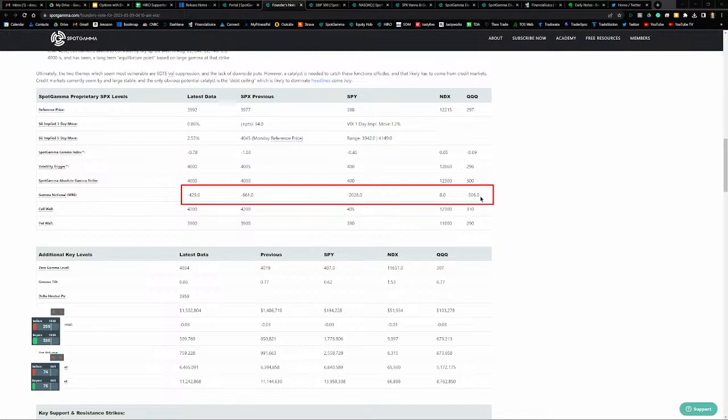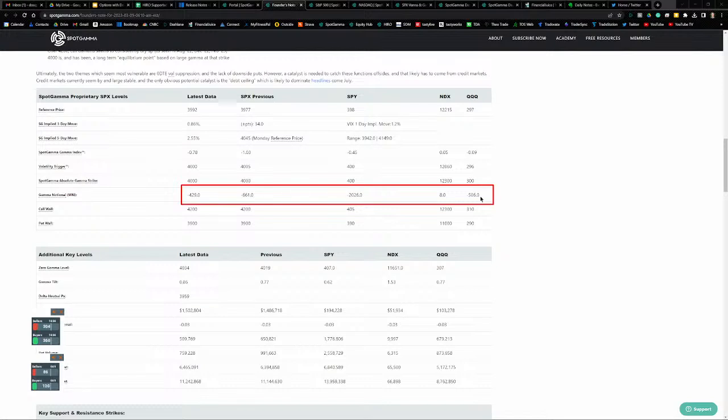So this means that for all of these indices, traders are long puts, market makers are short puts, and they have to hedge their delta exposure as price decreases. They have to sell futures to hedge their delta exposure as price decreases, and then if price increases, they can buy back their short futures. So that's typical in a negative gamma environment.